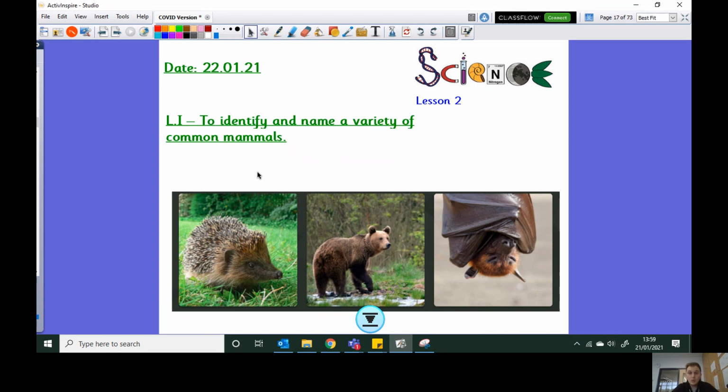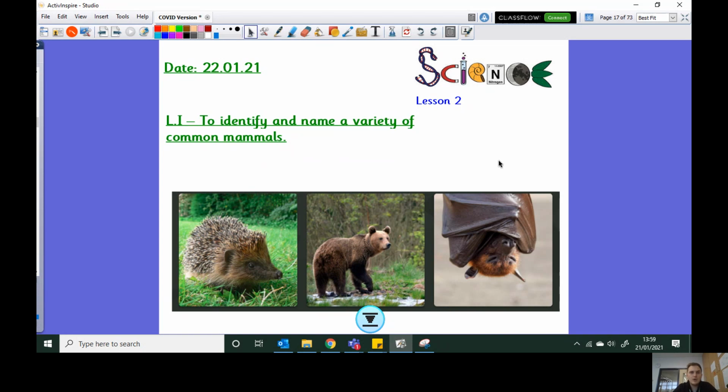Now, as you know, we always do an Explorify starter. So our Explorify starter today is odd one out. Okay, and what I want you to do is I want you to look at these three animals. So we have got a hedgehog, a brown bear, and a bat. Okay, that's a bat hanging upside down, having a little snooze.